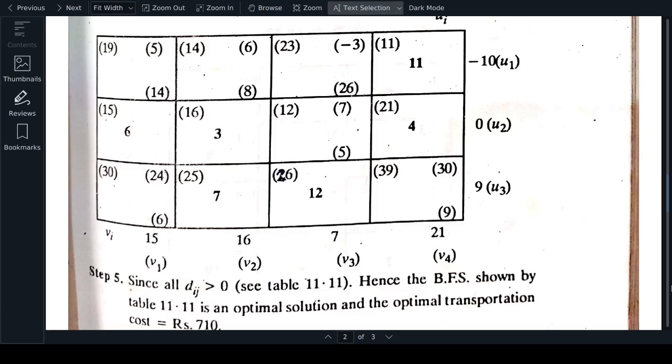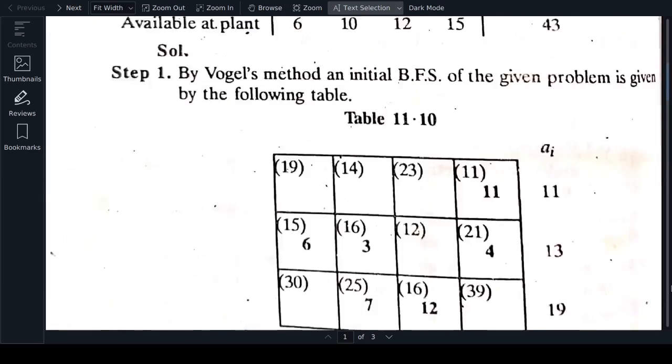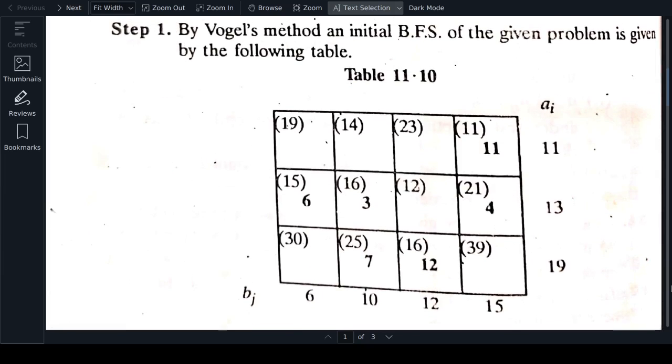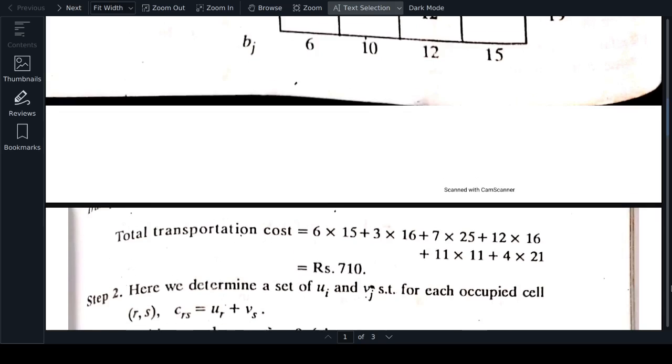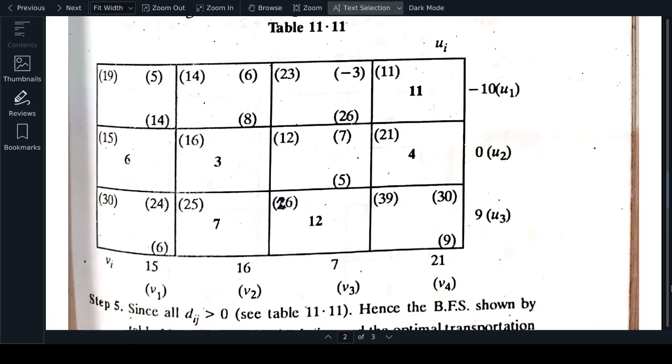So once you see the MODI method, what is the step, and then you check. Is this one clear? Yes, sir.